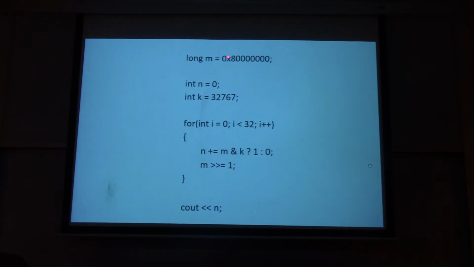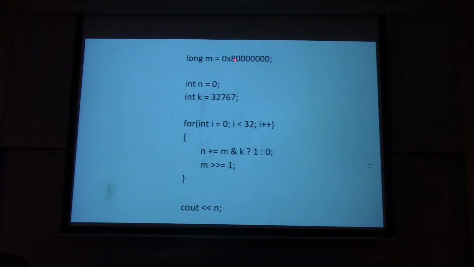Now, what is 0x? 0x is a prefix for hex constants. So how many people understand what is 0x8 followed by these zeros? How many people understand this notation? But what number is this? I don't need you to tell me the actual number, but I need you to tell me what it looks like.